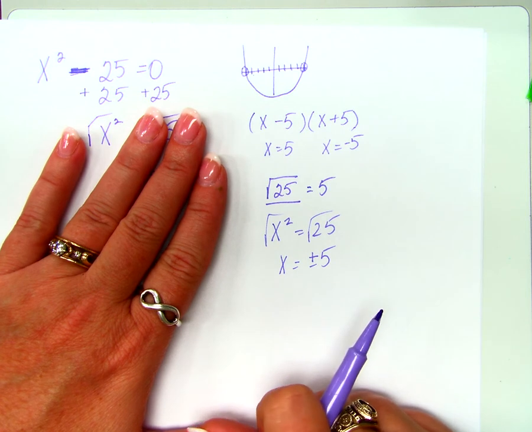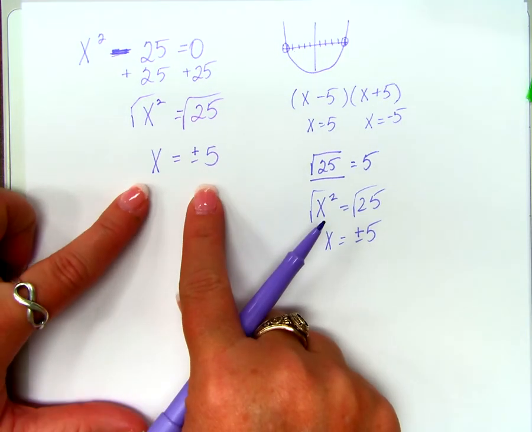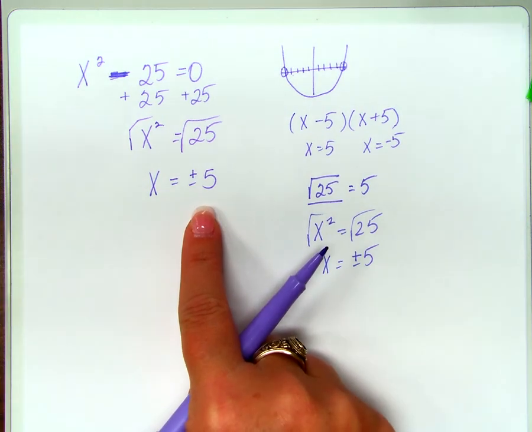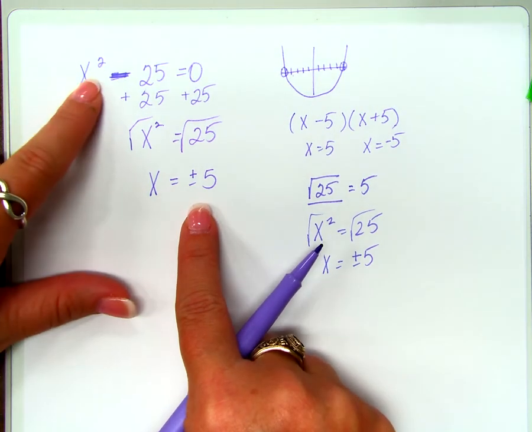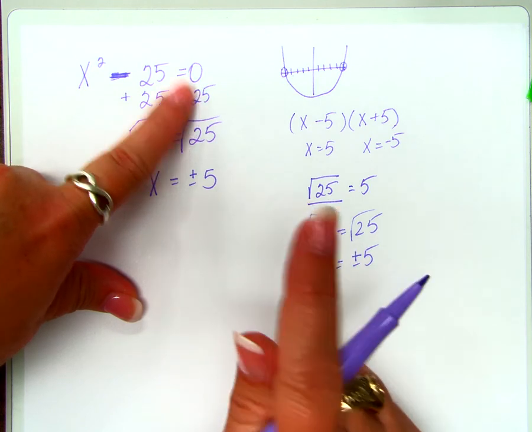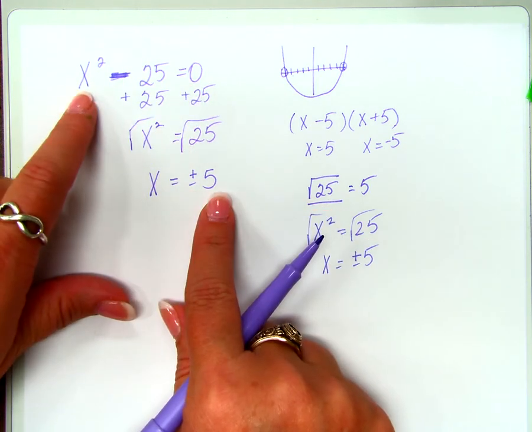Thank you. Okay? So what do I do when I get here? Am I done? No, you're not. What should I do? Check it. Okay, so 5 squared? 25. 25 minus 25. 0. That's right as far as I know, right? Negative 5 squared. 25. 25 minus 25? 0.